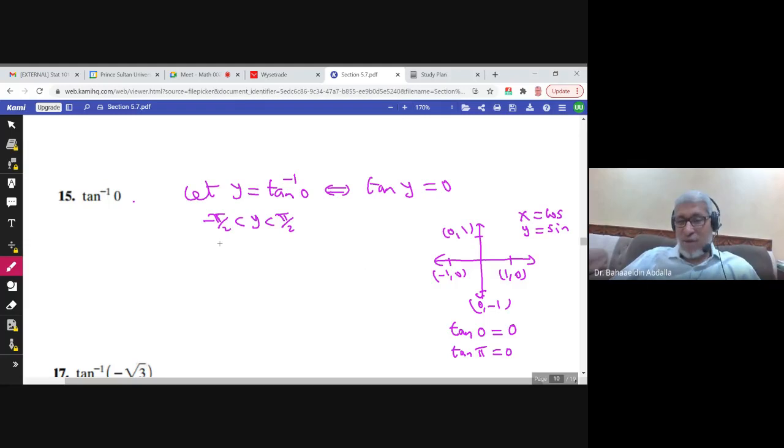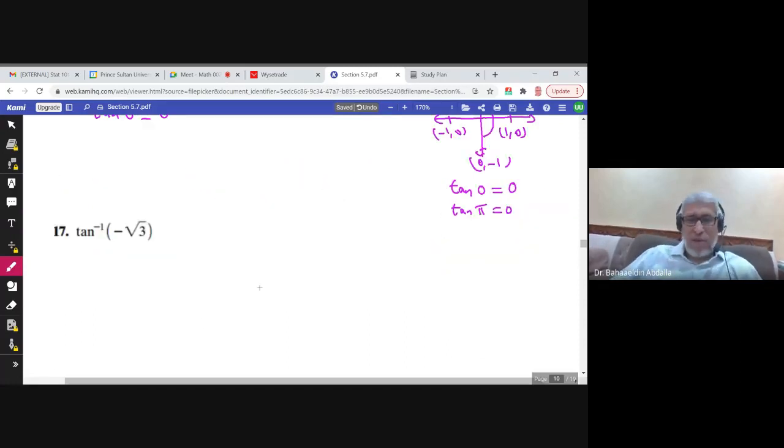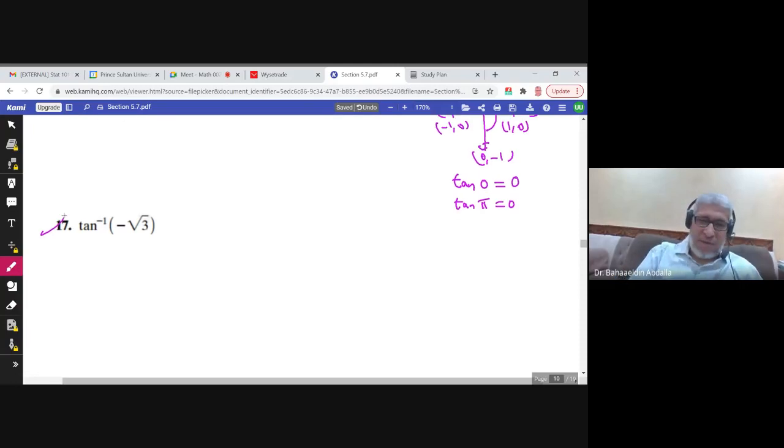You need one of them between negative pi over 2 to pi over 2, and the only one between negative pi over 2 to pi over 2 is the 0. So tan inverse 0 is 0. That's the answer of this question. Please do this one similarly.